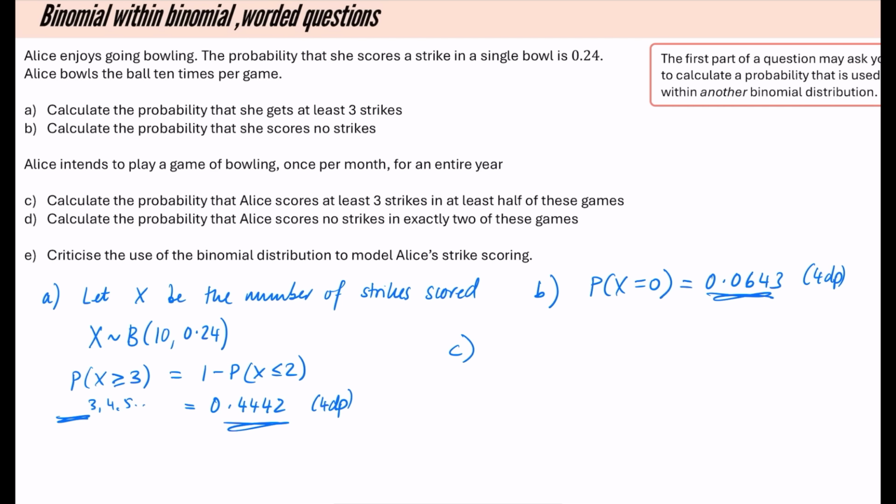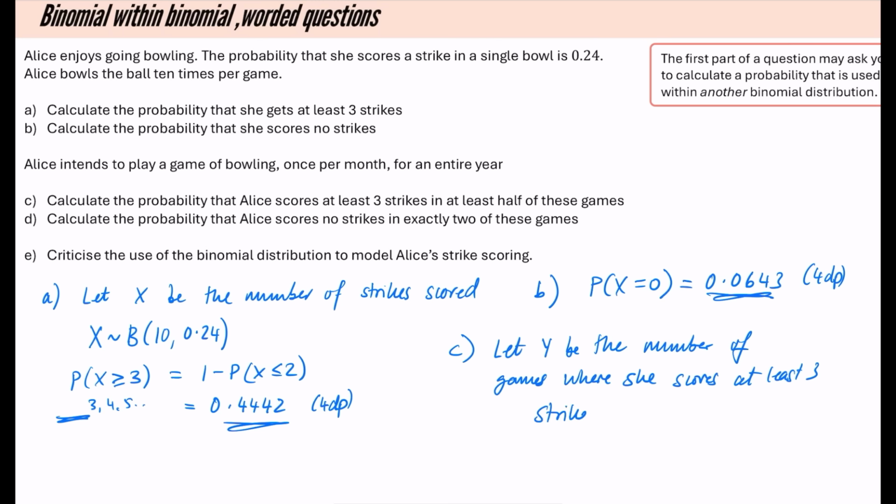So we're now no longer talking about how many strikes she gets in a game. We're talking about how many games of these 12 games she will get at least 3 strikes. And this is the binomial within the binomial part that we've got here. So I'm going to write down, let Y be the number of games where she scores at least 3 strikes. And so this time, Y is going to have a binomial distribution.